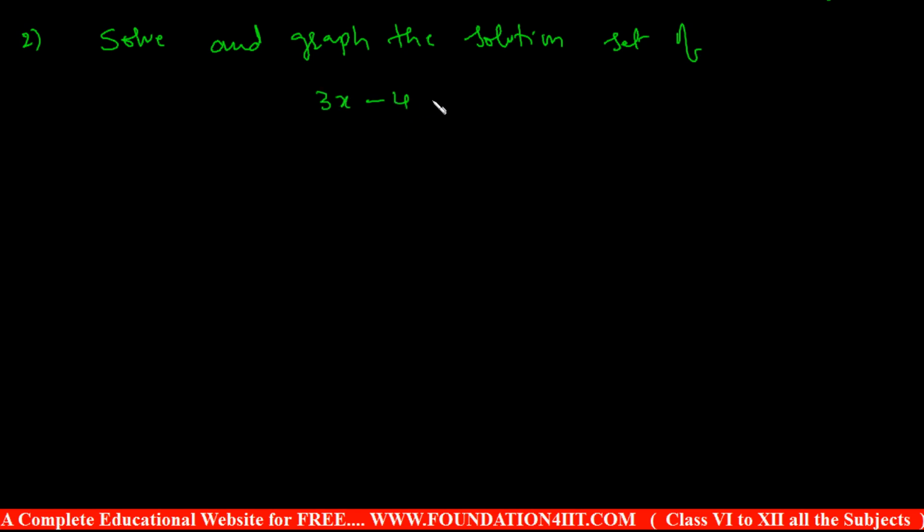So another one: solve and graph the solution. So the set of x such that 3x minus 4 is greater than 11, or 5 minus 2x is greater than or equal to 7. Okay, for this or this, there is no need for a common solution, just solve and graph the solution as they asked.